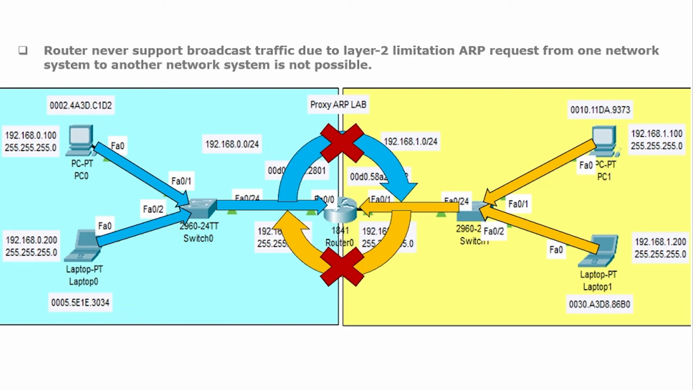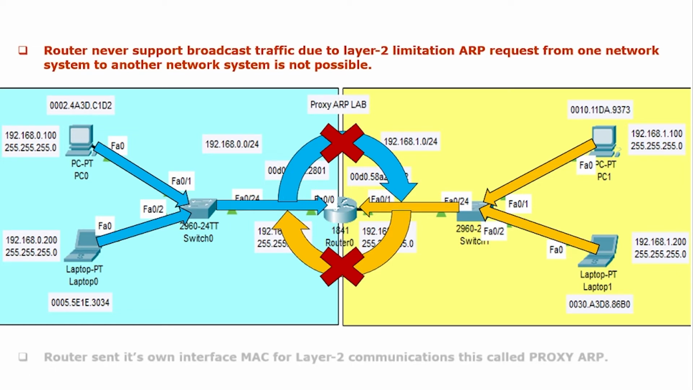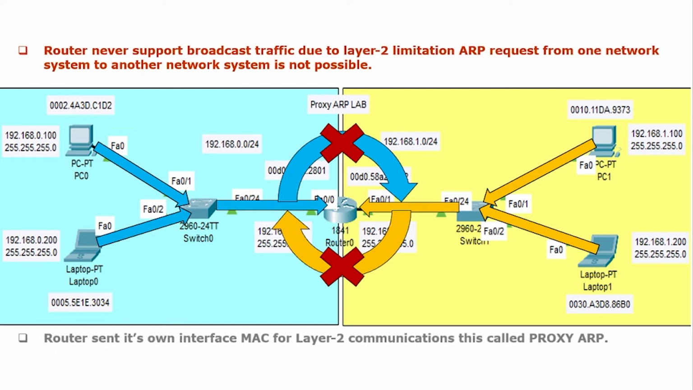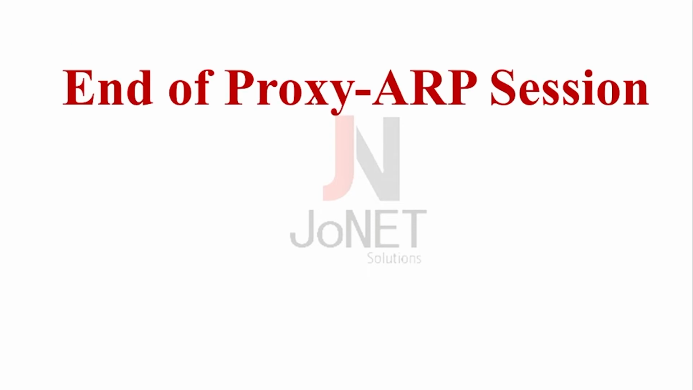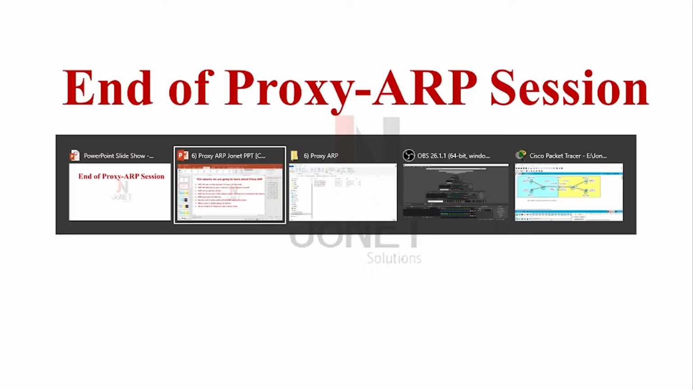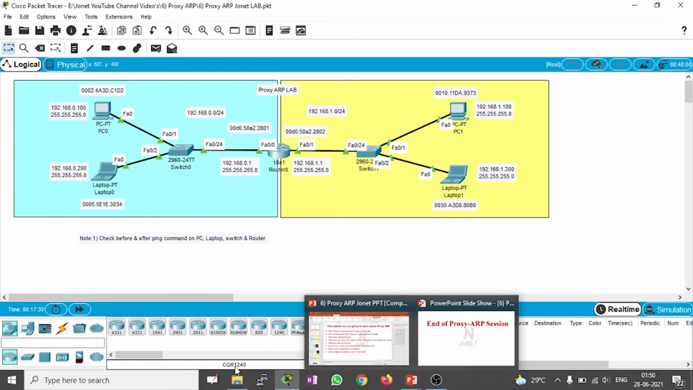An ARP request from one network to another network is not possible. The router sends its own MAC address for layer 2 communication, and this is called proxy ARP. This is the end of our proxy ARP theory session. Now we will switch over to the lab session.